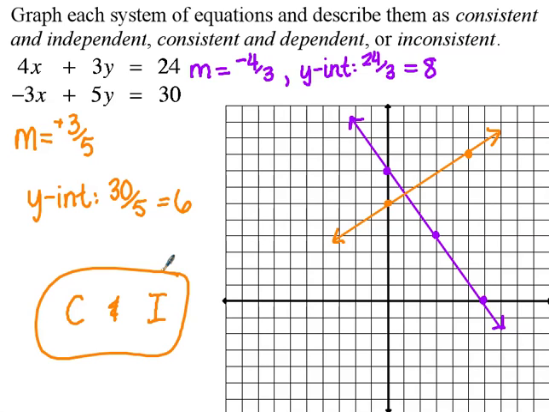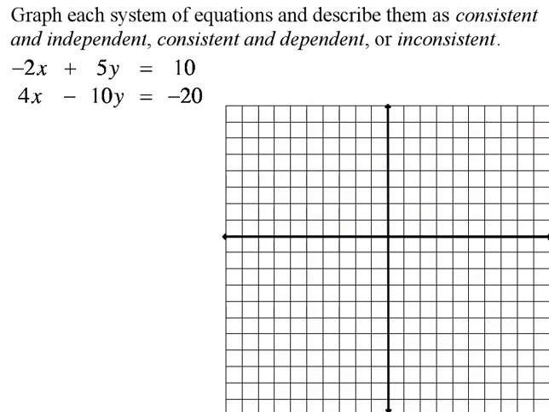Consistent and independent is C and I. Consistent and dependent, we will use C and D. And then for inconsistent, we will just use I. Okay, so then that way you don't have to write out all those words. Independent basically means you have one solution. Dependent means it's the same line. So let's go ahead and look at our very last one, and then we'll call it good for today.